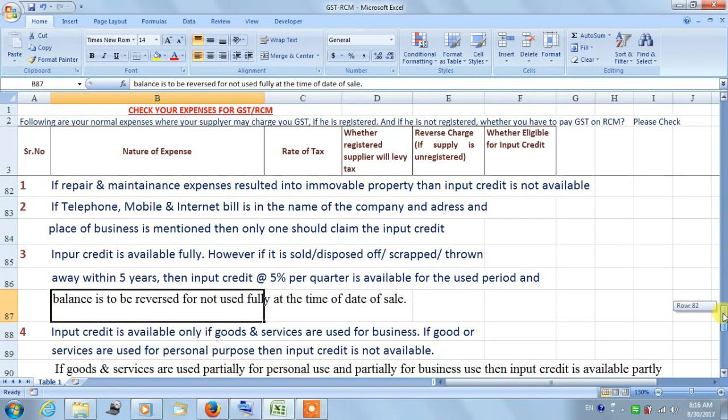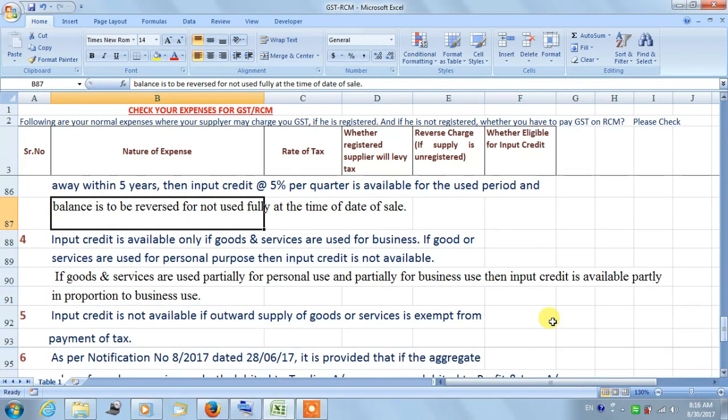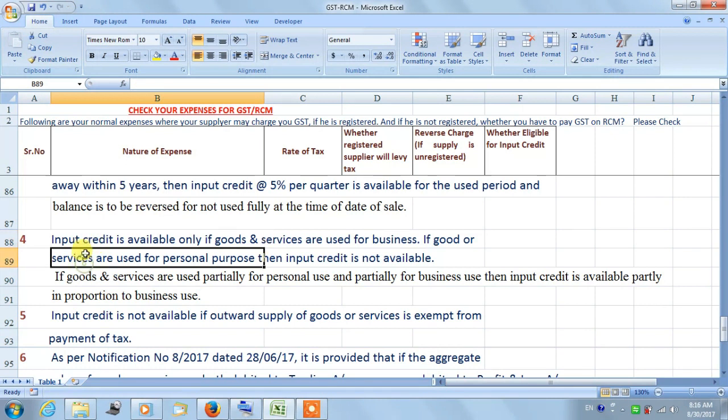Now another thing you should remember before taking input credit. Input credit is available only if goods and services are used for business. If goods and services are used for personal purposes, then input credit is not available. If goods and services are partly used for personal and partly for business purposes, then input credit is also available partly, in proportion to business use. The input credit is not available if the output supply of goods or services is exempt from payment of tax.